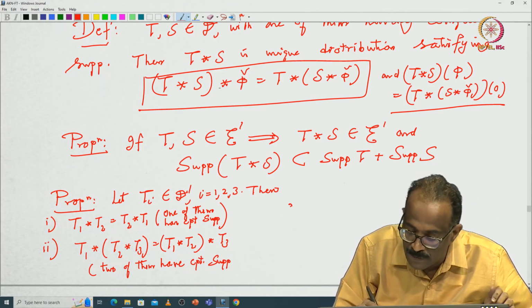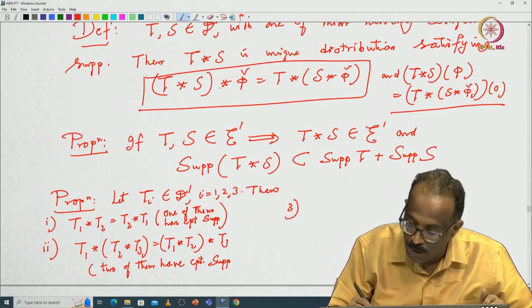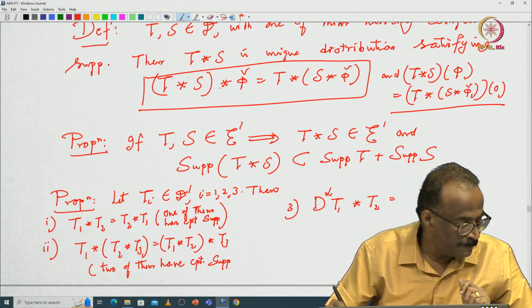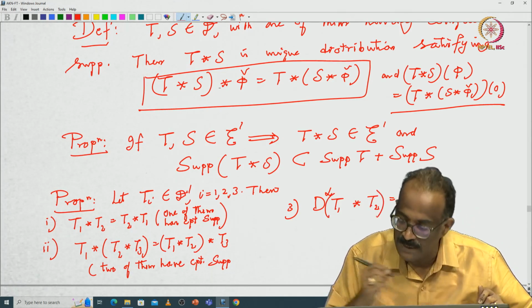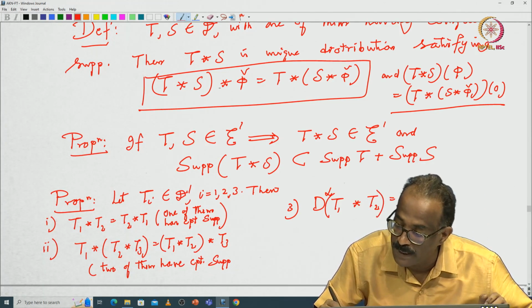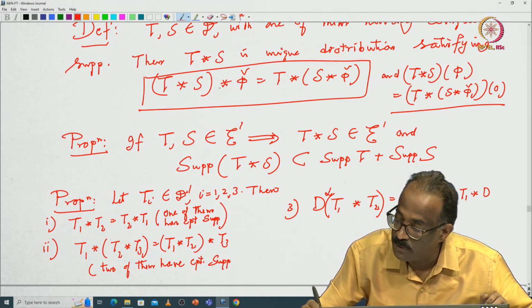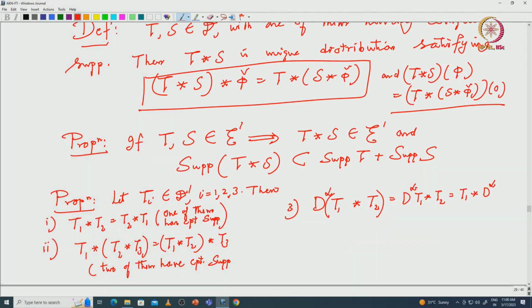And the third thing, the important thing again: you have D power alpha of T1 star T2 is equal to, you can put the derivative anywhere you like, D power alpha T1 star T2, equal to T1 star D power alpha T2. All of these require some small proofs, one step, two step proofs. So if you are studying for the first time, it is better to prove it and go through that. It will familiarize you not only with distributions, but also with these convolutions very well.